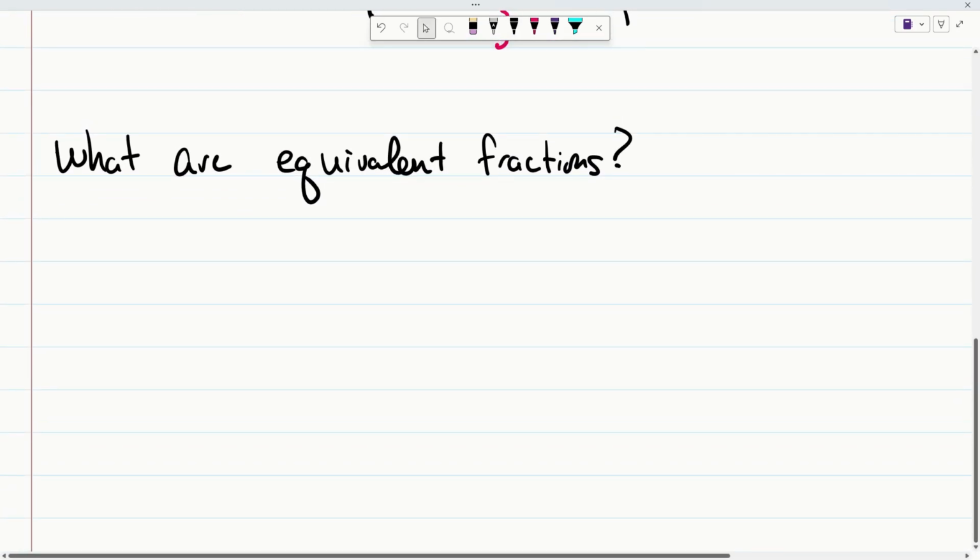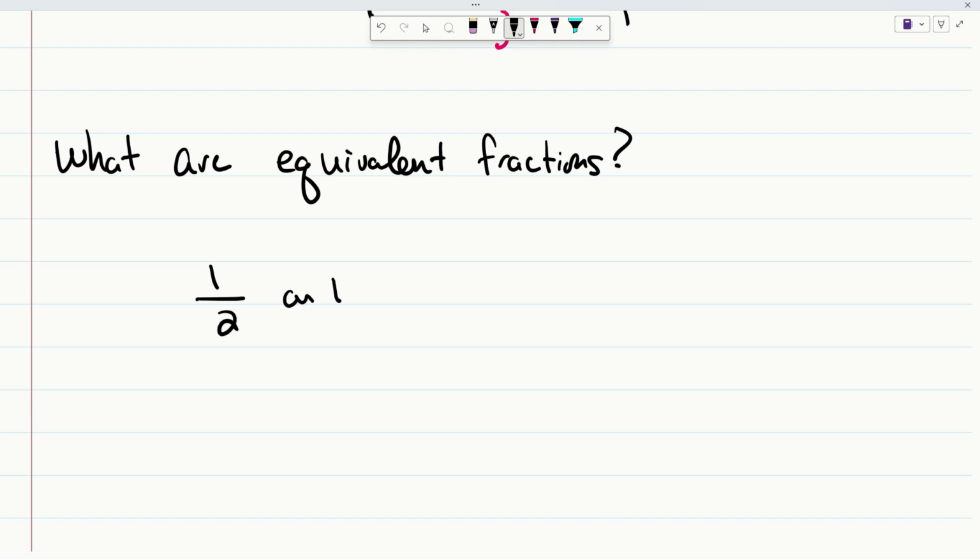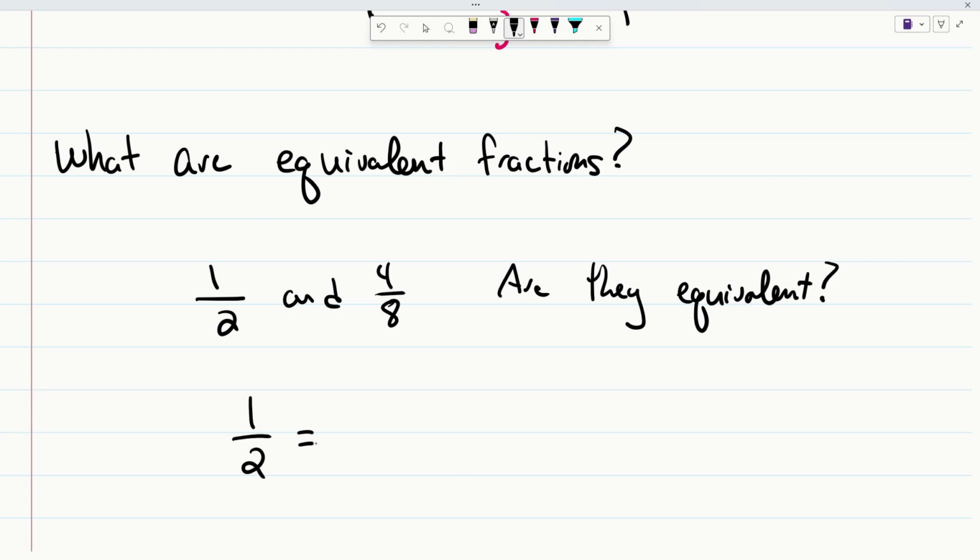So, for example, we have 1/2 and 4/8. All right, are they equivalent? Now, all of us in the room, we've all seen fractions before. And we know 1/2 and 4/8 are equivalent. I'm positive that everybody in the room would get this correct. You would say yes, they are equivalent.